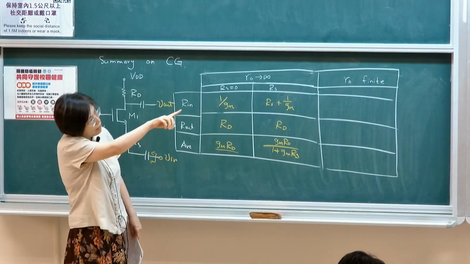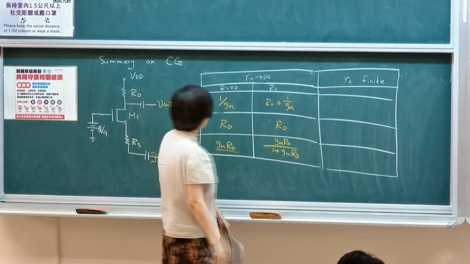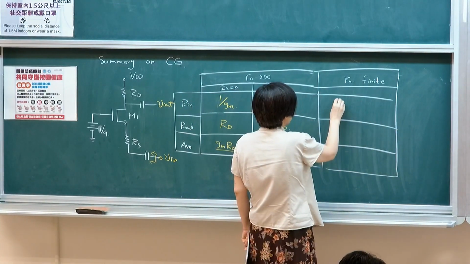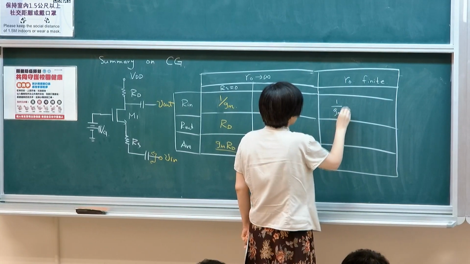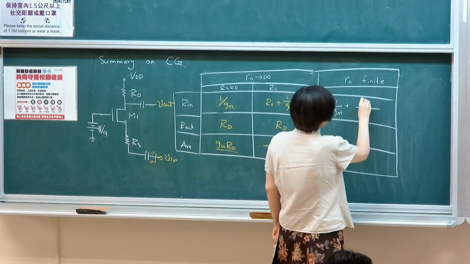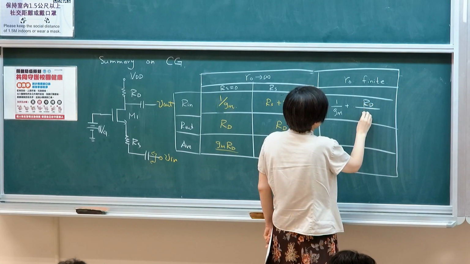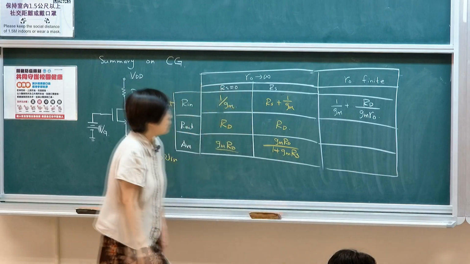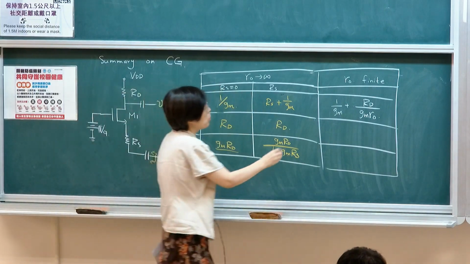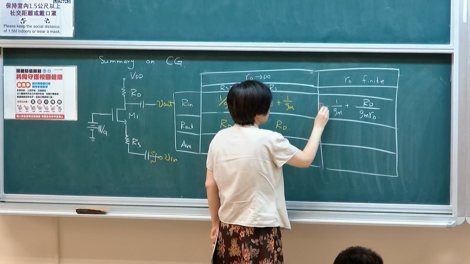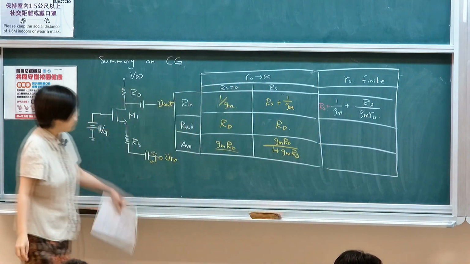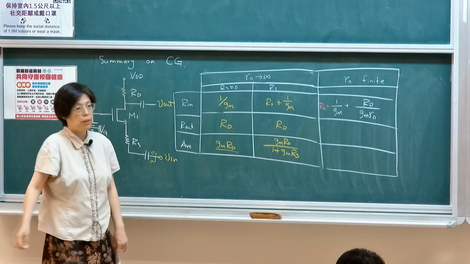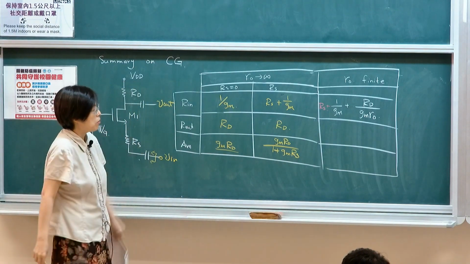So on the right-hand side, we're going to use the results that we get on the input and output resistance. The input resistance at the input terminal will be 1 over Gm plus RD over Gm. If you want to include RS, if I'm looking in from here, it will just be an added term.